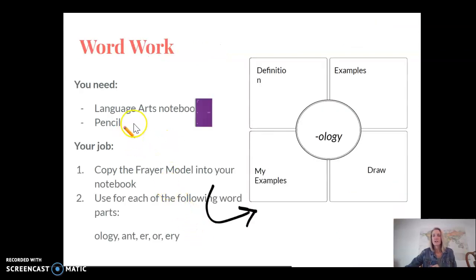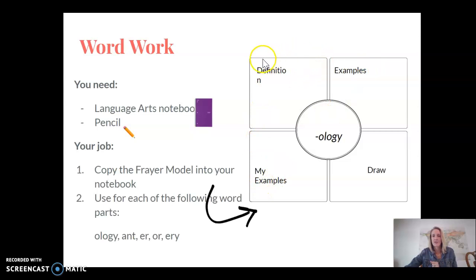All right, so you will need your English or your language arts notebook and a pencil. Right, and hopefully our diagram here looks familiar. It's called the Fryer model. Okay, it's a way for us to analyze vocabulary. And in this case, we're just looking at a part of a vocabulary, or a word part.